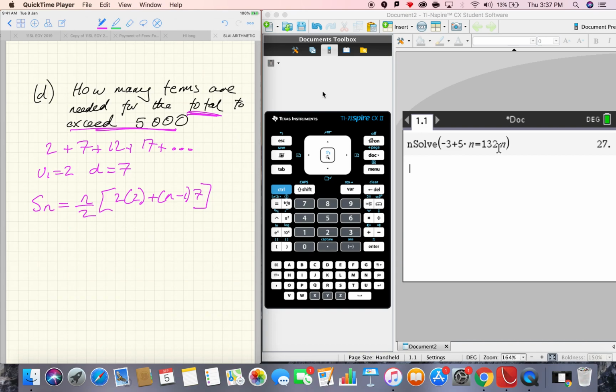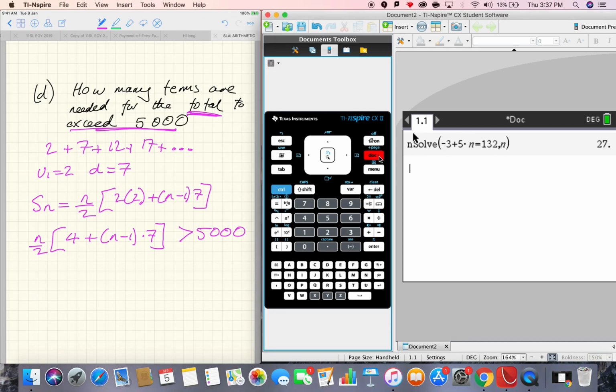Alright, so this is our calculator trick from today's lesson. n over 2 into 2 times 2, I'm going to work that out, 4 plus n minus 1 times by 7. And we want to know when that sum becomes bigger than 5,000. Now remember in class we drew a graph of this, but we're not too interested in the graph so much as looking at the table of values. So let's get it done.